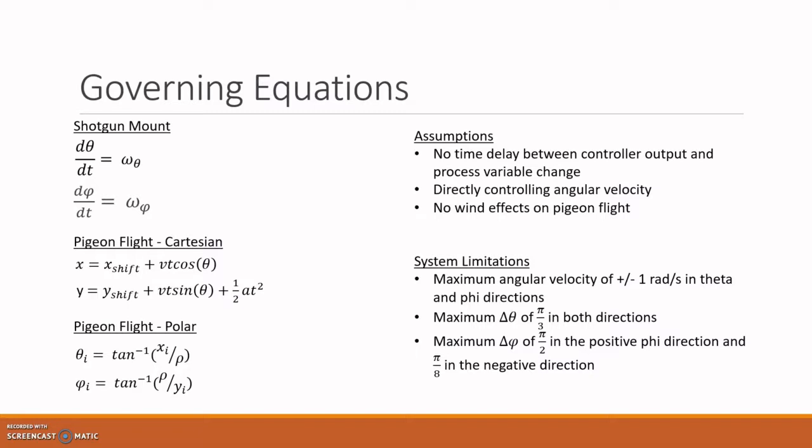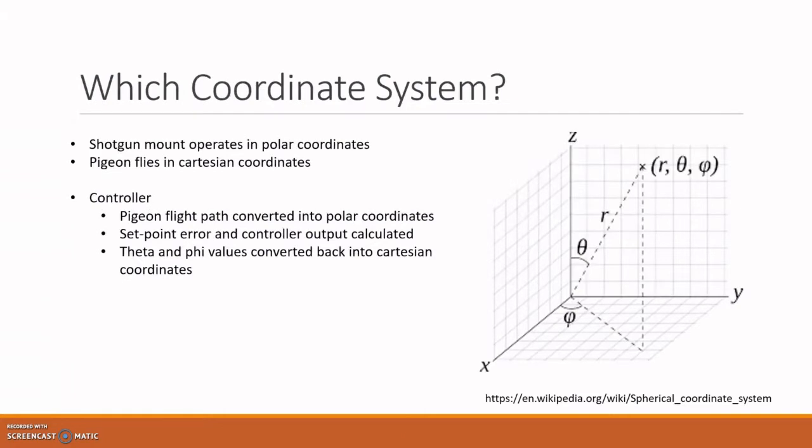We had a couple of assumptions governing this: that there were no wind effects on the pigeon flight. Like Brett said, there were no disturbances that we had. Because we didn't actually have anything hooked up to a motor, we assumed that we were directly controlling just the angular velocity instead of inputting a power or a work into a motor. We also assumed there was no time delay between the controller and the process variable change. We also set some limits on our controller to make it a little bit more realistic, so that we had a maximum angular velocity so that it wouldn't be able to turn infinitely fast, or turn in a complete circle or point straight up or straight down.